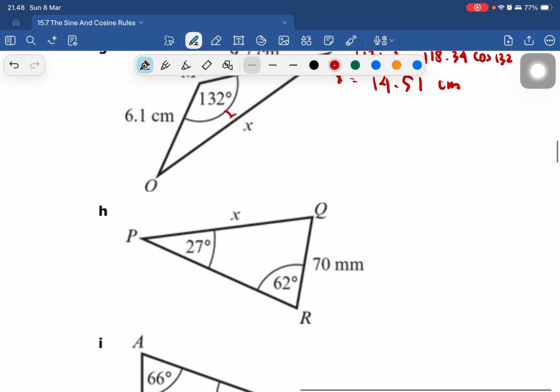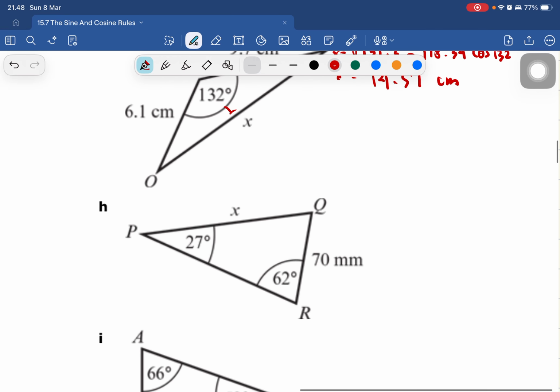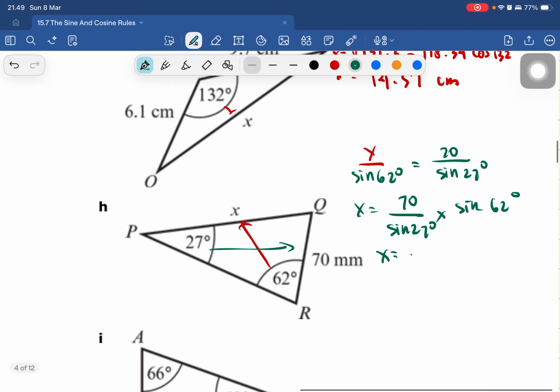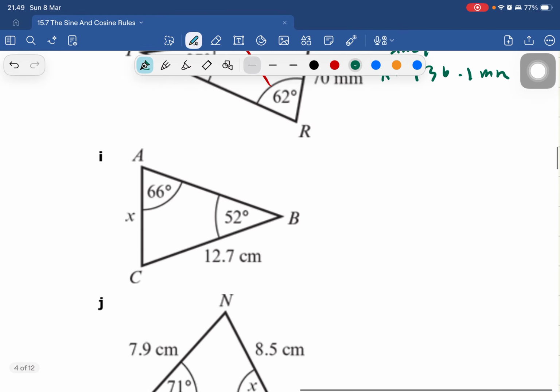Okay, we have two angles, so we can use the sine rule. Here x over sine 62 degrees equals 70 divided by sin 27 degrees. So x equals 70 divided by sin 27 degrees multiplied by sin 62 degrees. Please use a calculator to find the answer. So x is going to be 136.1 millimeters.